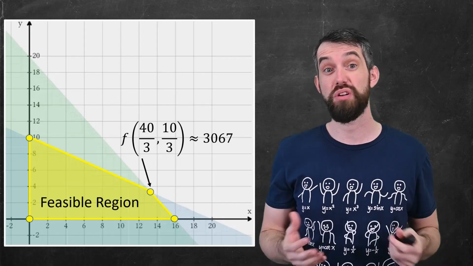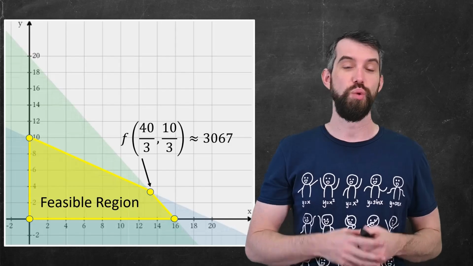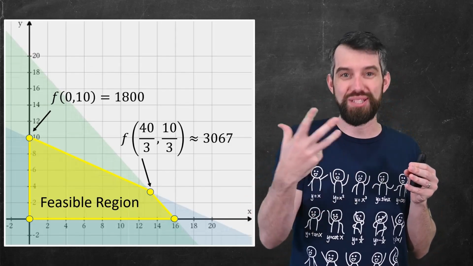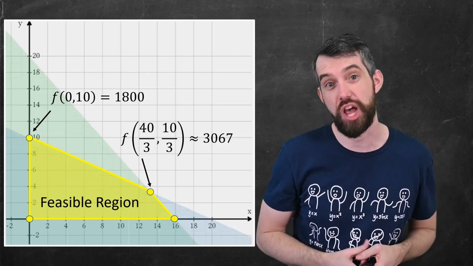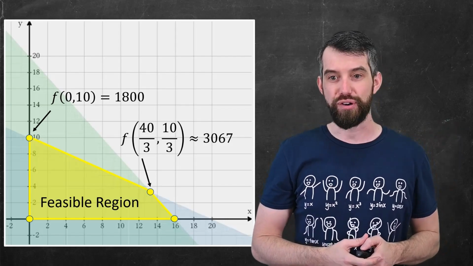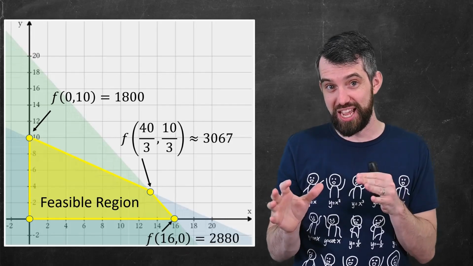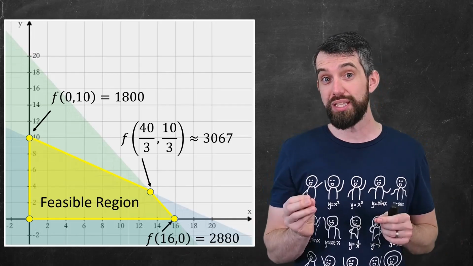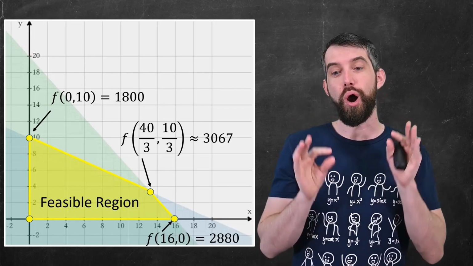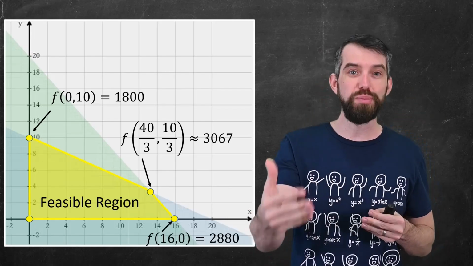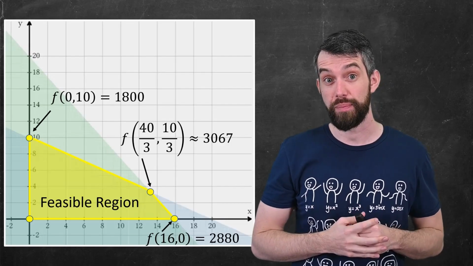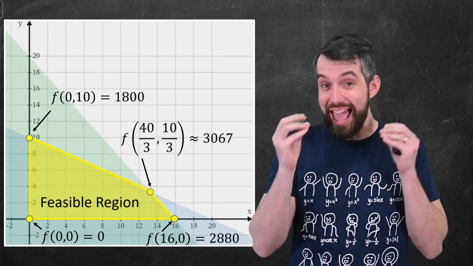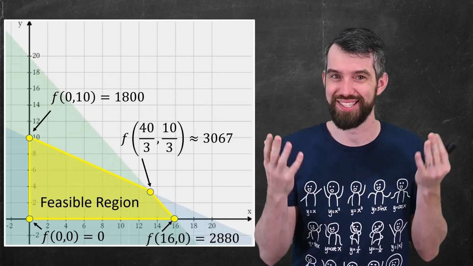The other intersection points are also kind of interesting. For example, the one where you do 0 tables and focus only on bookshelves makes me $1,800, not bad. The other version, where I only focus on tables and don't make any bookshelves, gives me $2,880, much better. But notice that both of these, as we predicted, are worse than the optimal value of the 3,067. Finally, should be no surprise, if I make 0 tables and 0 bookshelves, I'm going to make $0.